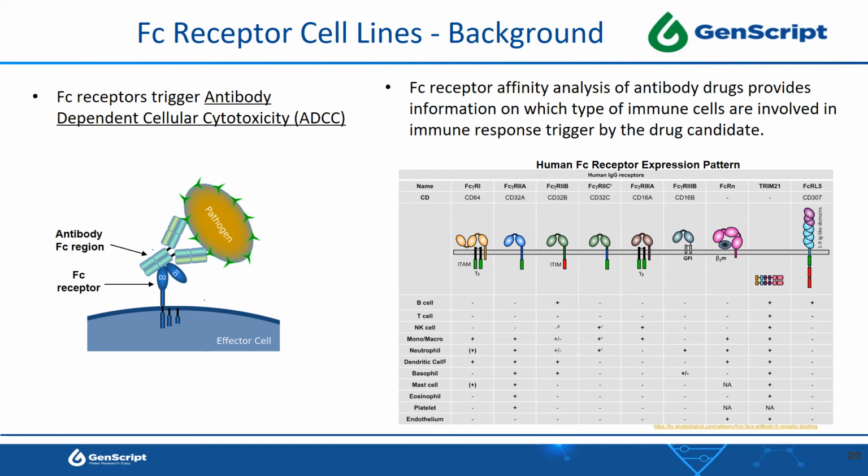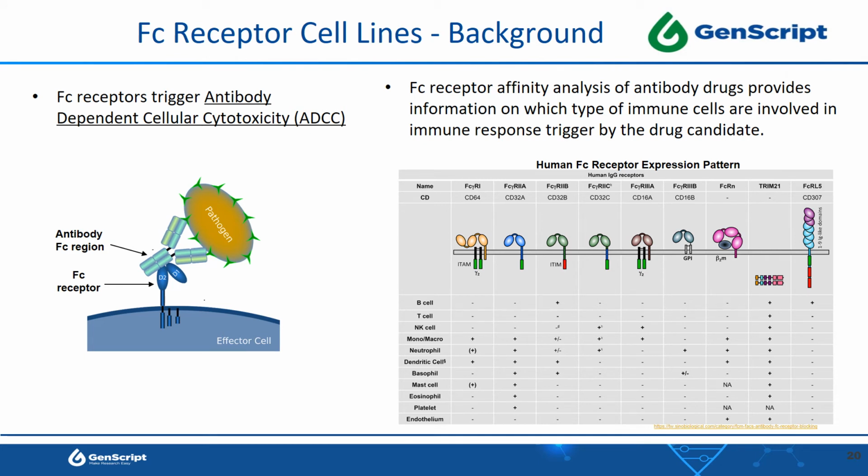Therefore, the recognition and binding of different Fc receptors to the Fc region can recruit different types of immune cells and therefore activate the immune response to kill the pathogen. In the human body, there are several different types of Fc receptors expressed on different types of immune cells. These include Fc receptor 1, receptor 2A, 2B, 2C, 3A, 3B, and neonatal.